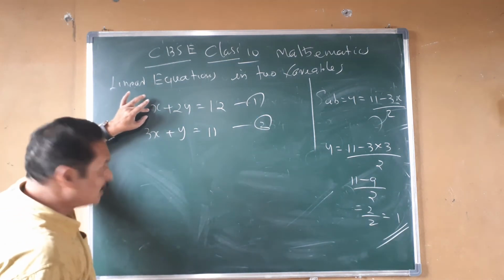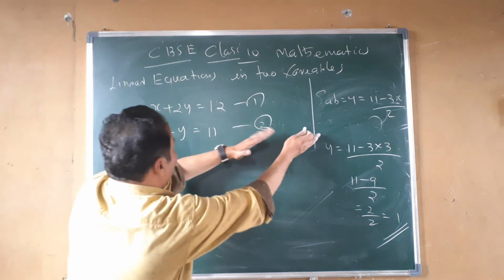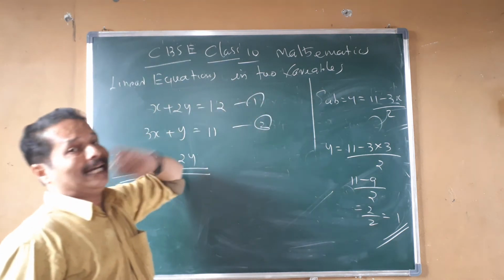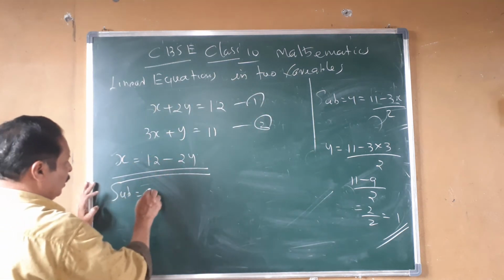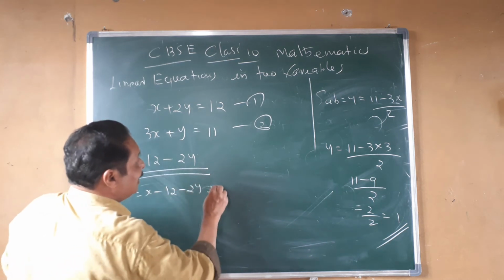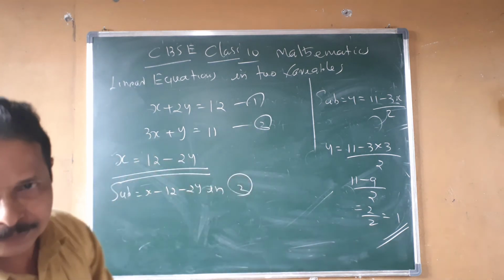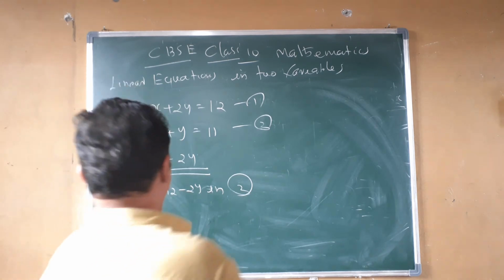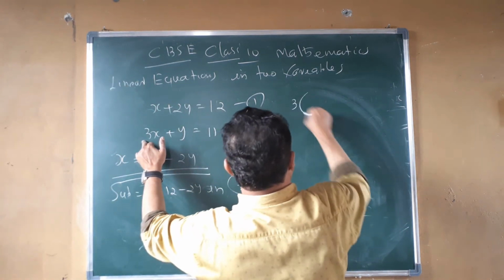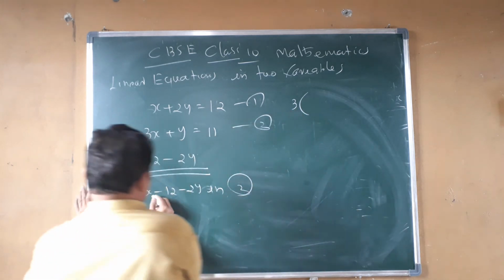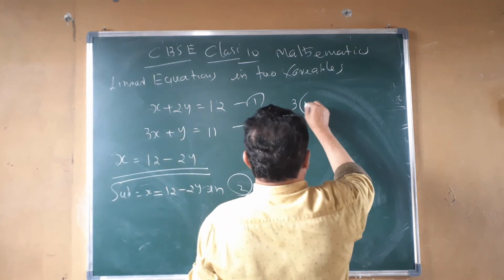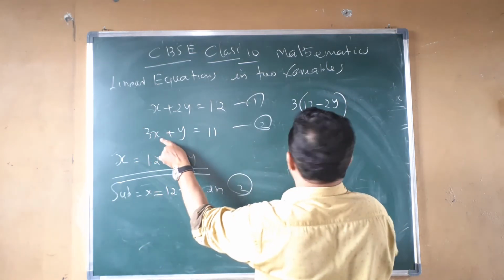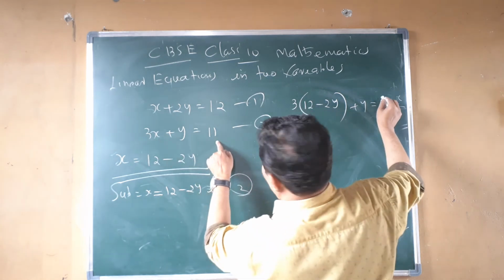So better you look at the first equation, better x is equal to 12 minus 2y, with 2y transferred to that side. You see that? Now substitute x equal to 12 minus 2y in equation number 2. Are you ready? Now here, 3 into the value of x, x equal to 12 minus 2y. 3 into 12 minus 2y is the value of x, plus y equal to 11.